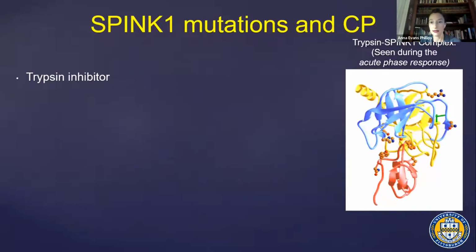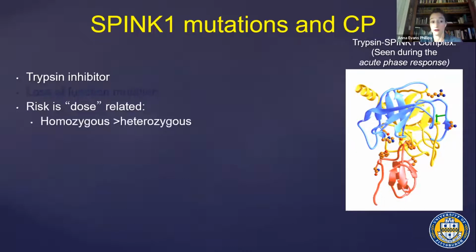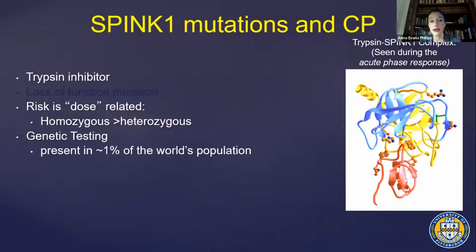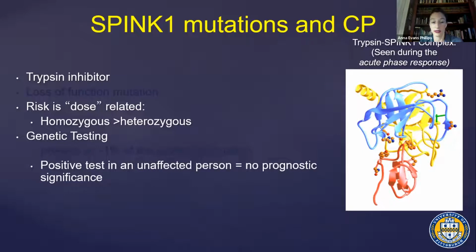SPINK1 is the acronym for the serum protease inhibitor, and this is an important loss of function mutation, which is relatively dose related for patients, where patients who are homozygous for mutations have usually a more pronounced abnormality in their phenotype than those who are heterozygous. This is a mutation that is relatively common overall, where it's present in about 1% of the world's population.